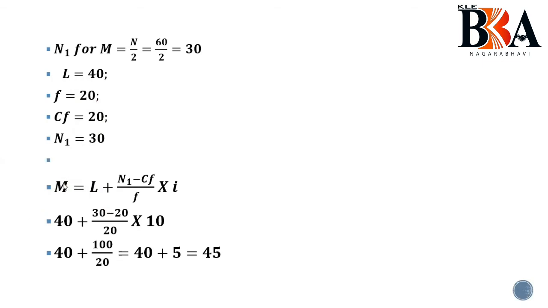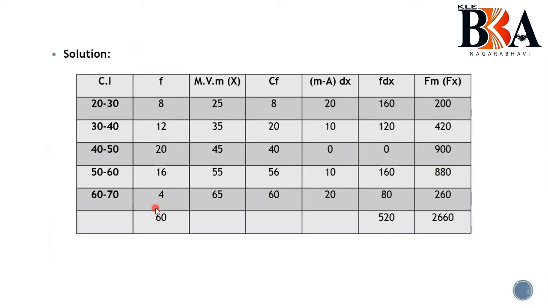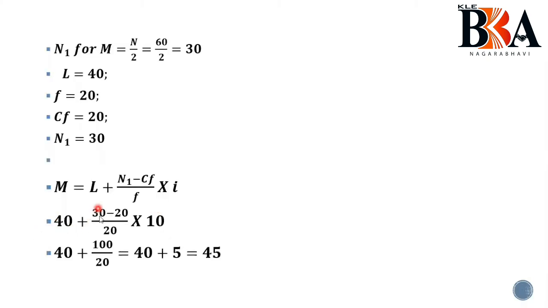Fine. So M, that is 40. Okay, L is 40 that I have taken here. N1, that is 30, minus 20, that is CF is 20 here, then divided by F, that is also 20 here, into 10, that is the class interval difference. I said it is 10, right? Execute this formula. When you execute, this will be the answer, that is 45. Understood? So this is the step.